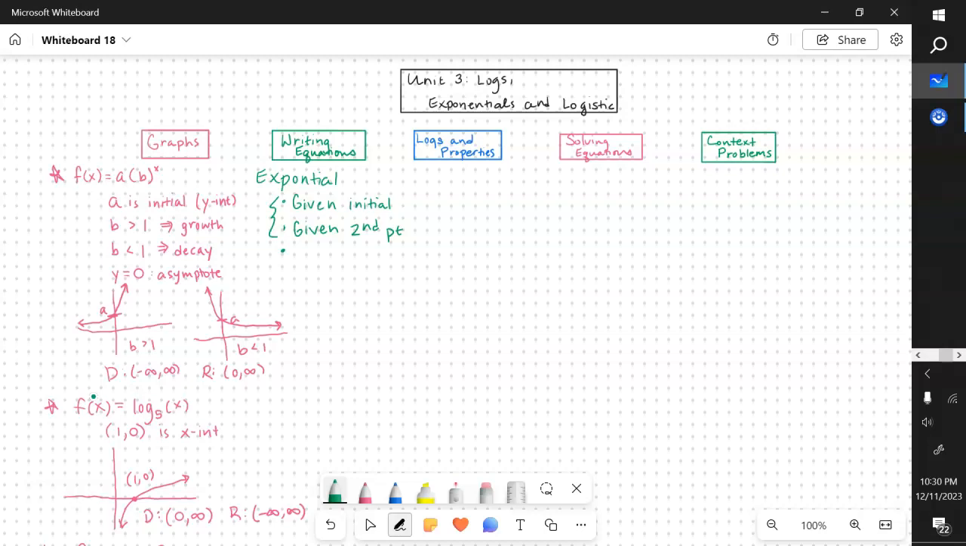You should be able to write an equation for an exponential function given the initial value and given the growth rate. If you know the growth rate as a percent, then the way you figure out the initial is going to be A. The way you figure out B would be 1 plus R, but you need to change R to a decimal. So divided by 100 would be one way of saying that.